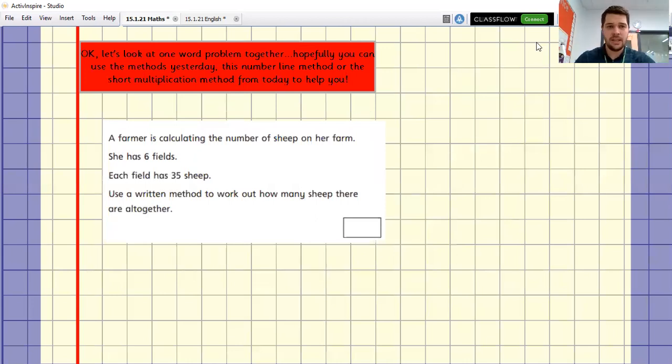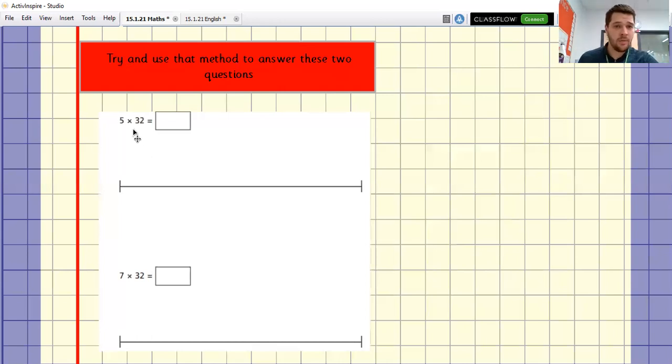Now that you've completed that, or your answers here, I'll tell you quickly. 5 times 32 is 160, because 5 times 30 is 150, and 5 times 2 is 10, so 160. 7 times 32, 7 times 30 is 210, and 7 times 2 is 14. So add those together, you get 224.